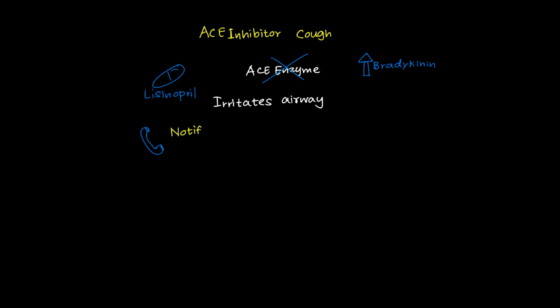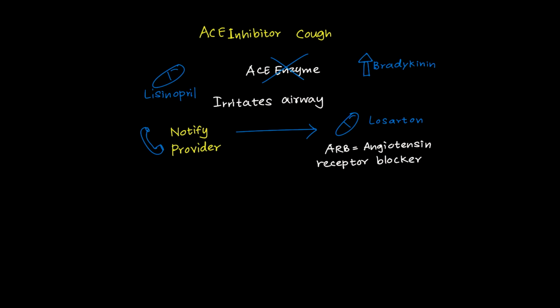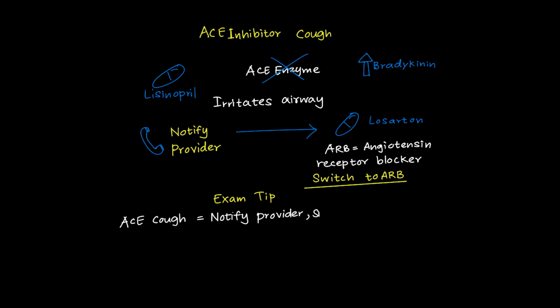The cough is not dangerous, but it is miserable, especially at night, and it often makes patients stop taking the medication on their own. The right action is to notify the provider so the medication can be switched, usually to an angiotensin receptor blocker ending in the suffix sartan, like losartan or valsartan. ARBs lower blood pressure through a similar pathway, but do not mess with bradykinin, so they produce no cough. Option B misses a fixable problem and risks non-adherence. Option C can trigger rebound hypertension. Option D worsens the side effect.